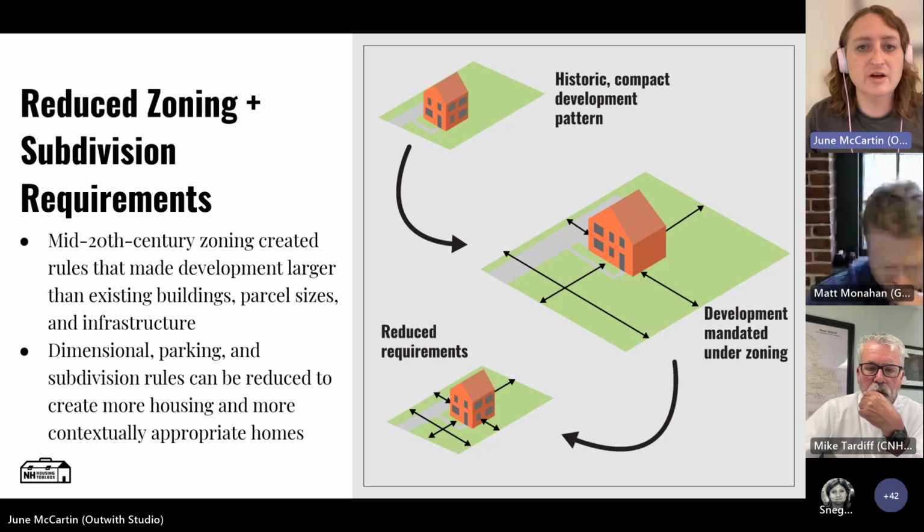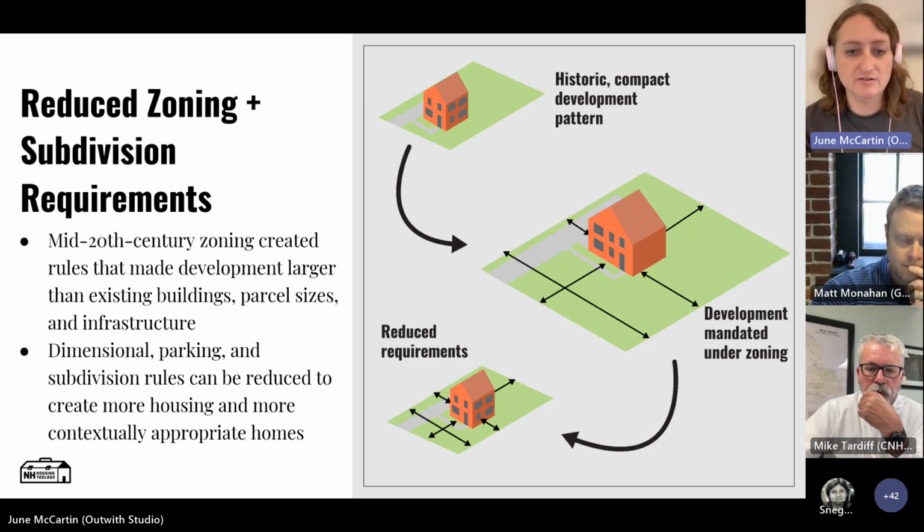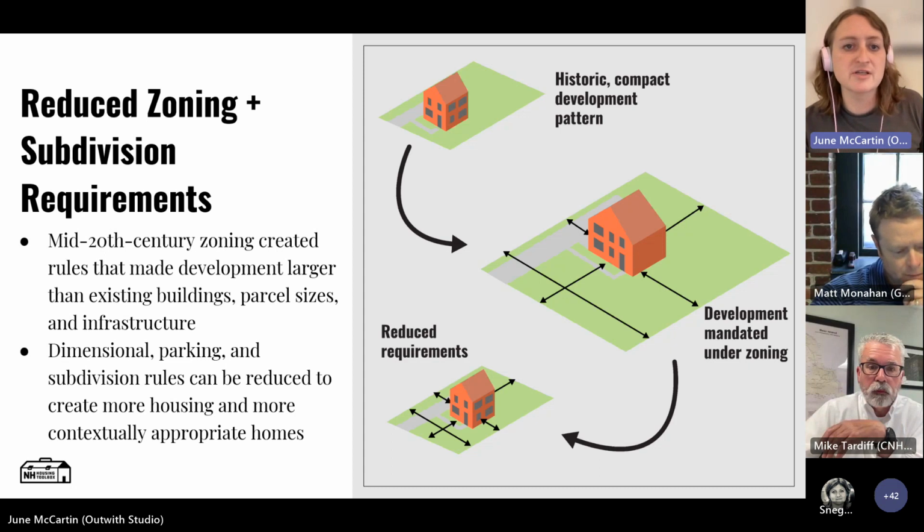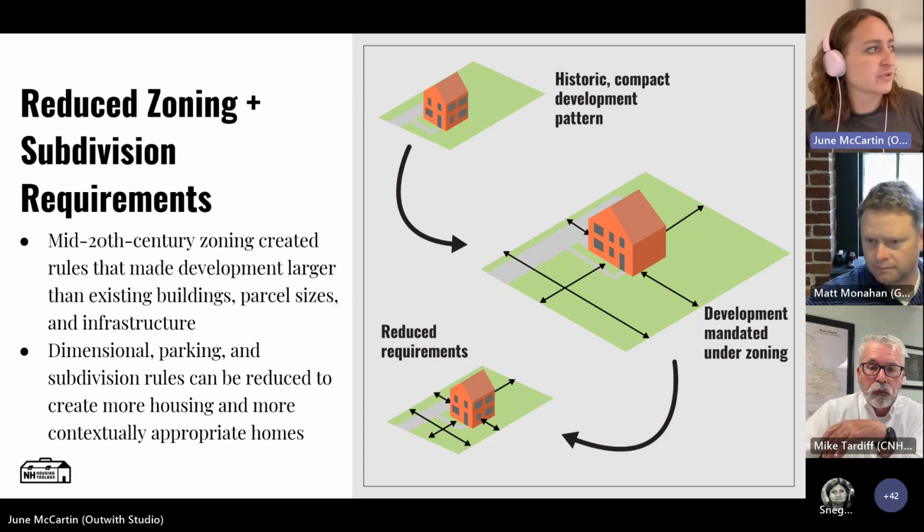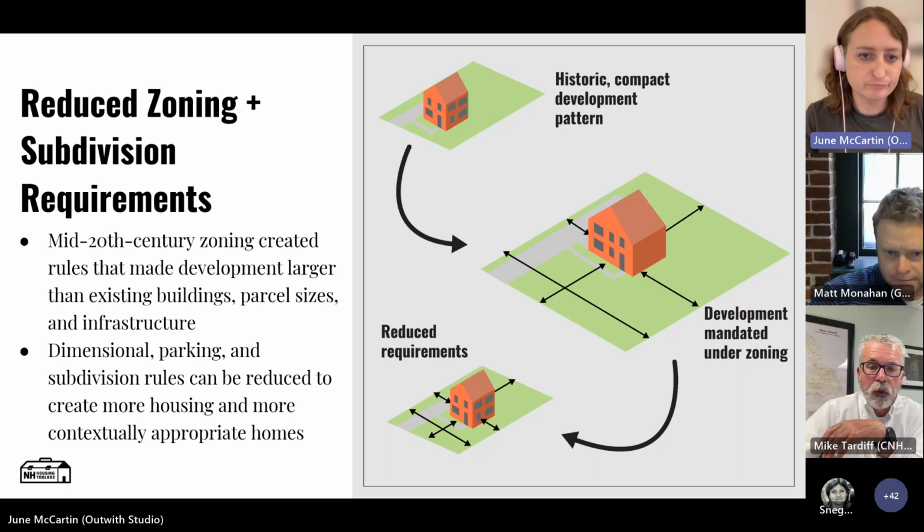So whereas you might think of the missing middle housing tool as more about changing the use and being explicit in allowing uses, this is more about those dimensional, parking and subdivision rules that, for single family homes specifically, make them larger and more expensive than they would otherwise be.